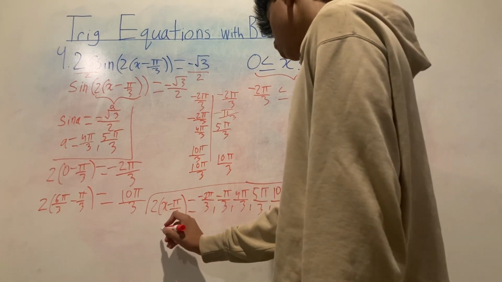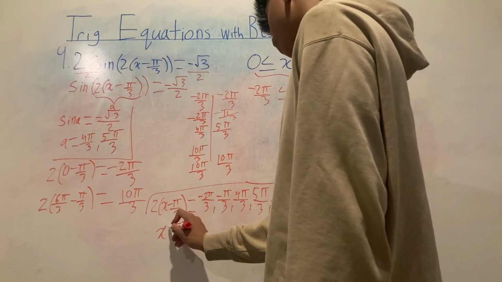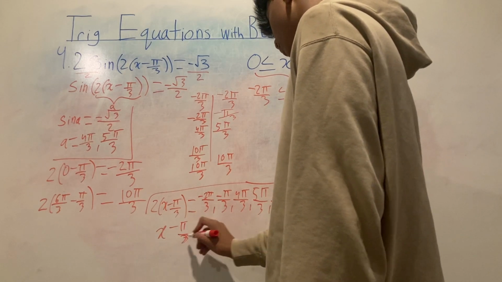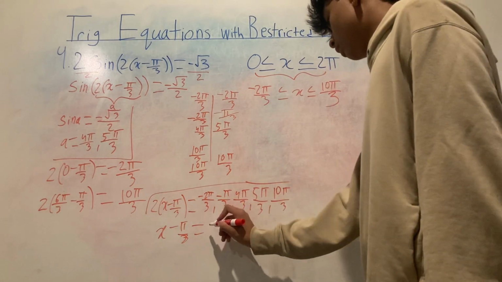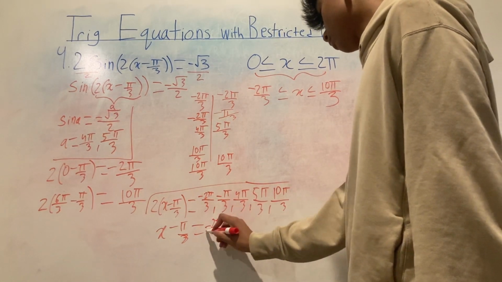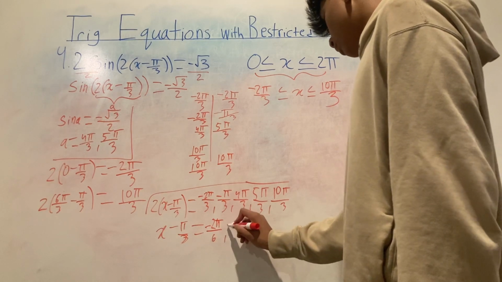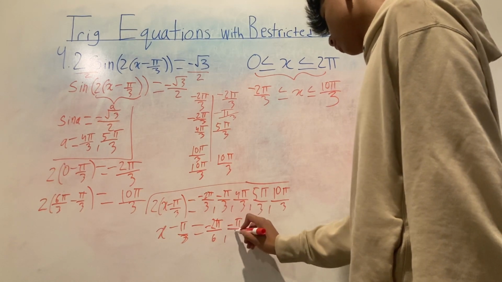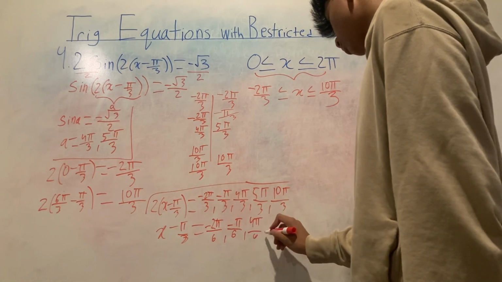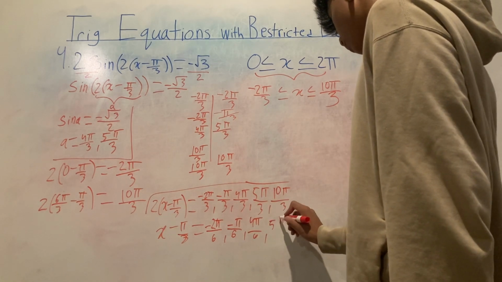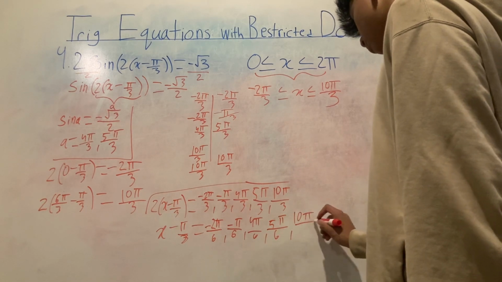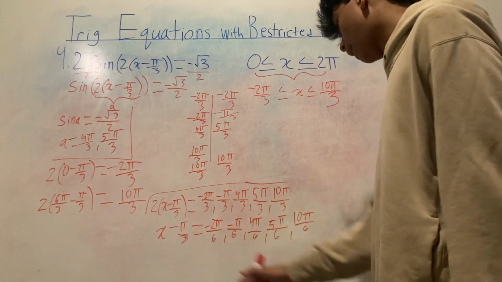So if we divide by 2, we're going to end up with x minus pi over 3 equals negative 2 pi over 6, negative pi over 6, 4 pi over 6, 5 pi over 6, and last one, 10 pi over 6. But we're not done yet because we still have to add pi over 3.